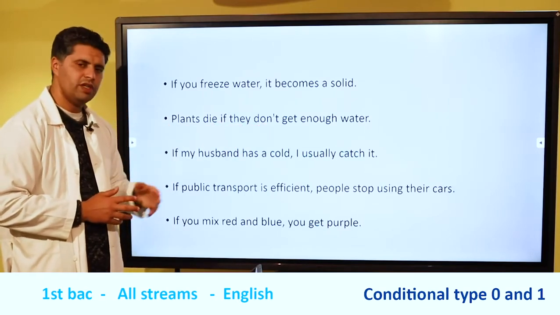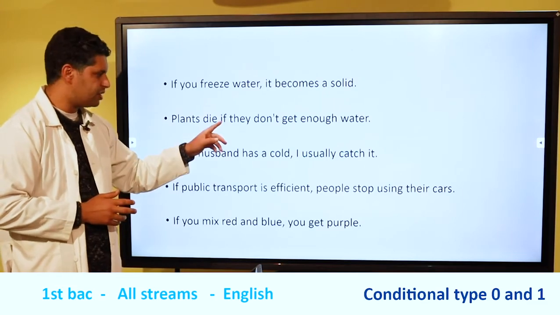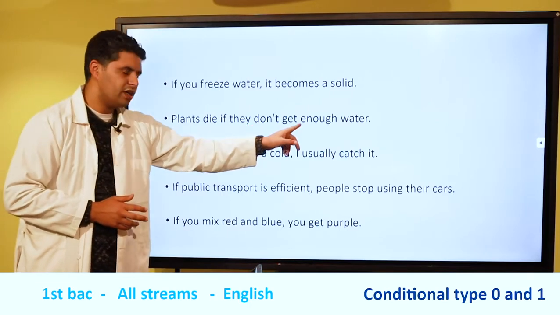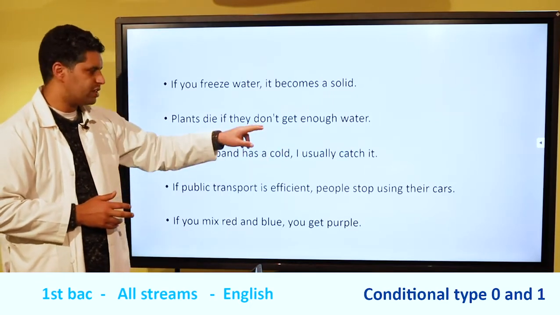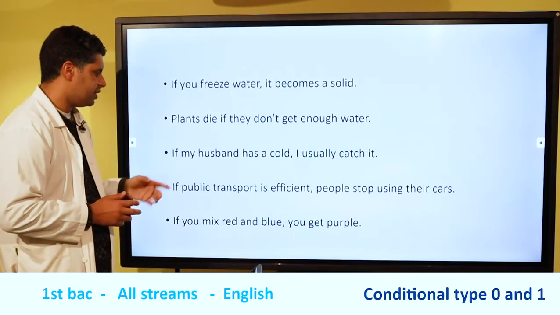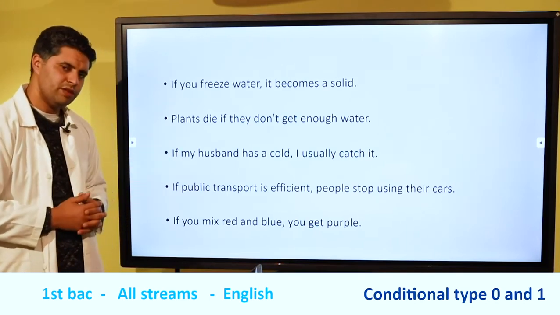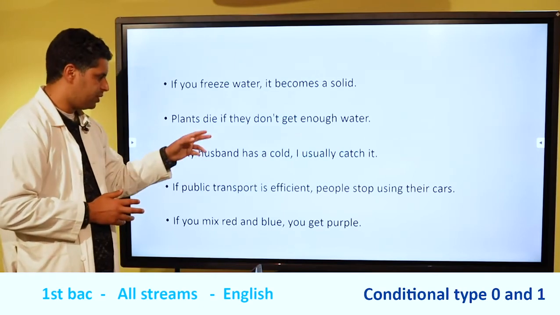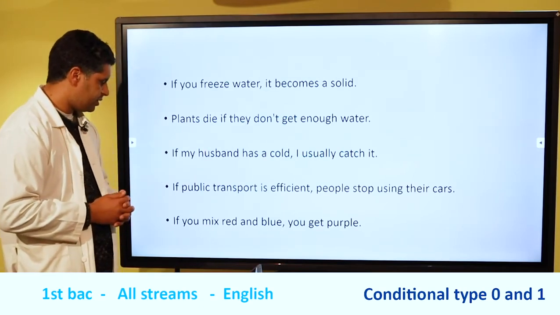The if clause here comes second, as you can see: conjunction plus subject plus the present simple, but it is just the negative form of the present simple. And here we have the result, and this result is used with the present simple. Here we have the verb die. That's why we have used it in the present simple.